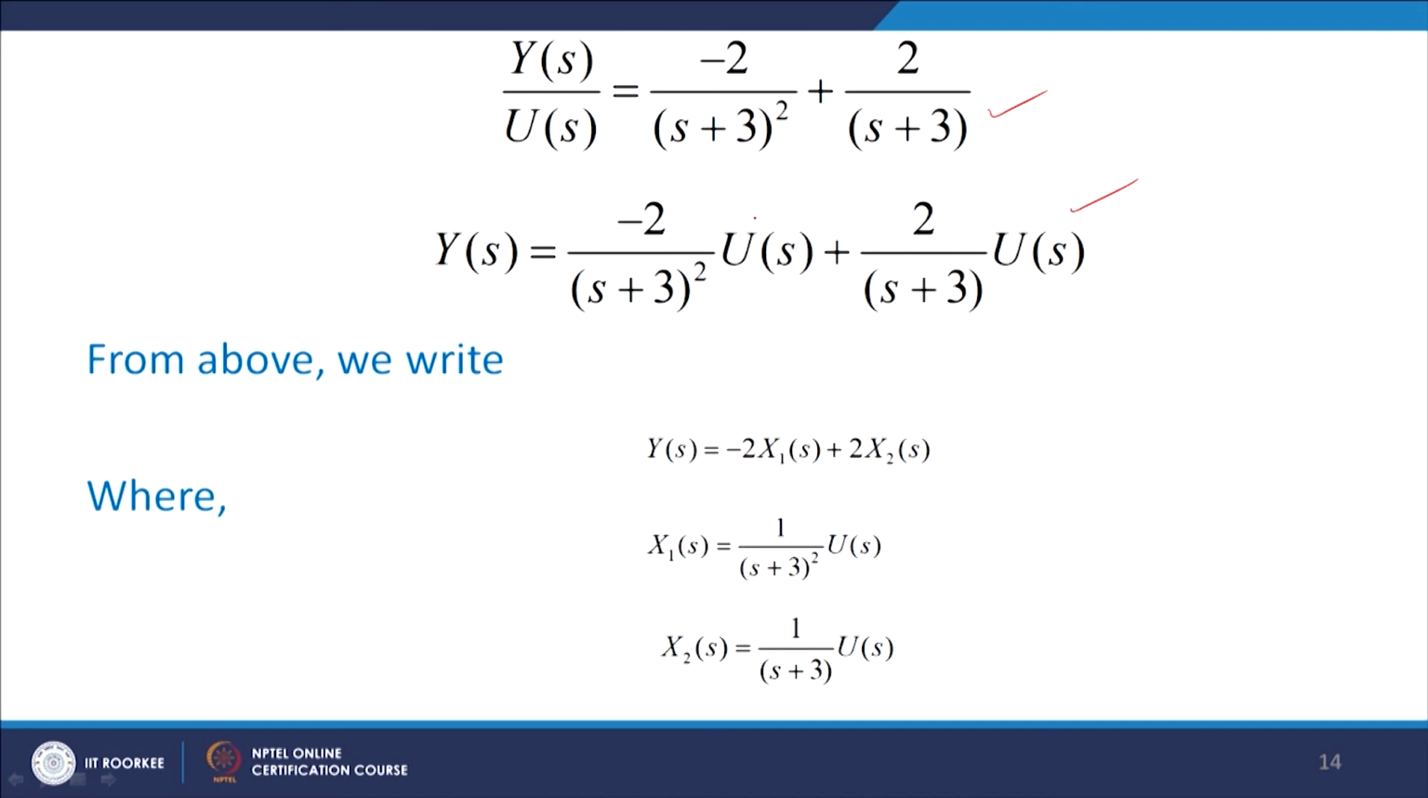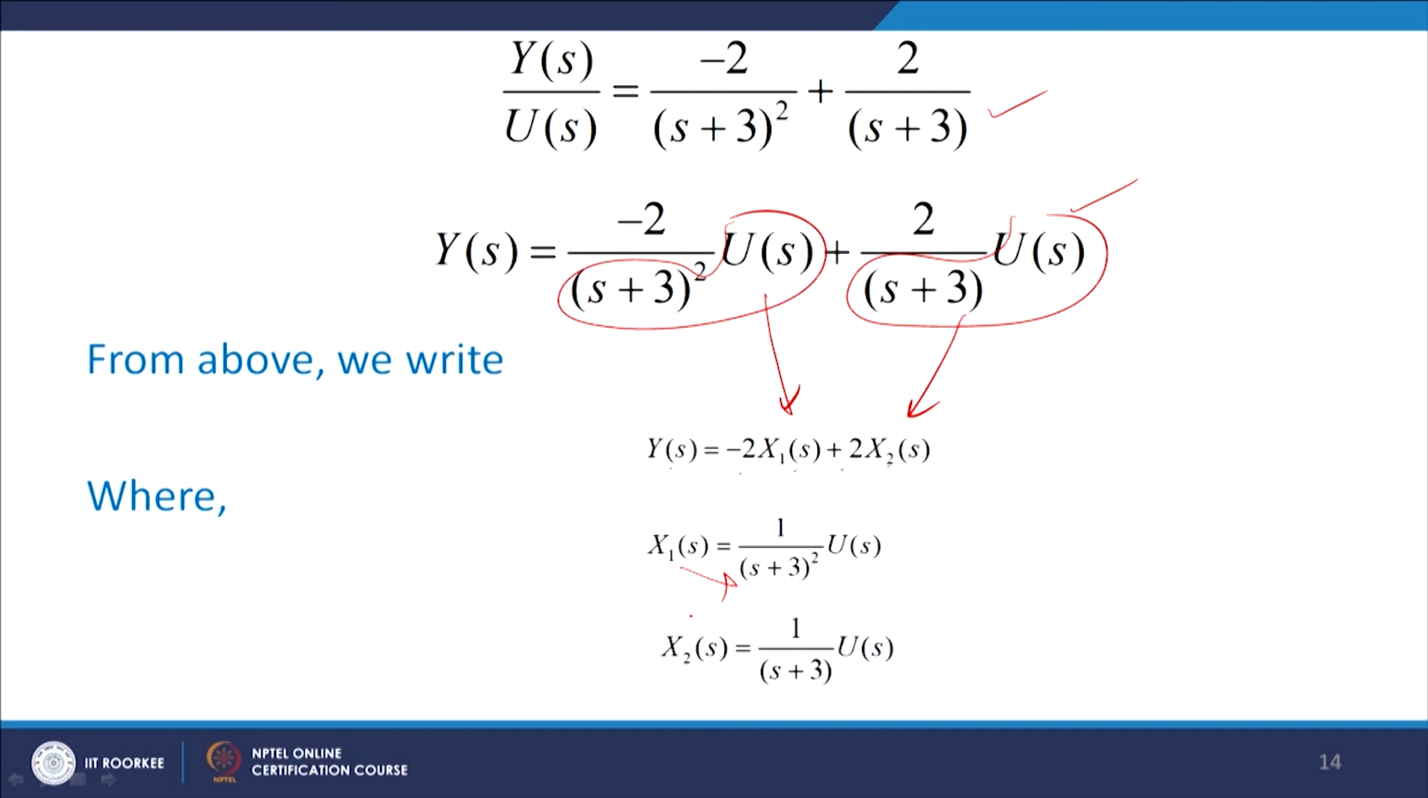Now what do we have to do? U of s over (s plus 3) square we will write as x1 of s, and U of s over (s plus 3) we will write as x2 of s. Therefore, we get Y of s equal to minus 2 x1 of s plus 2 x2 of s, where x1 of s equals 1 by (s plus 3) whole square into U of s, and x2 of s equals 1 upon (s plus 3) U of s. You will find that again this equation is difficult to solve by inverse Laplace transform.